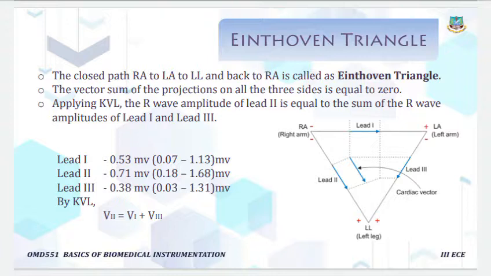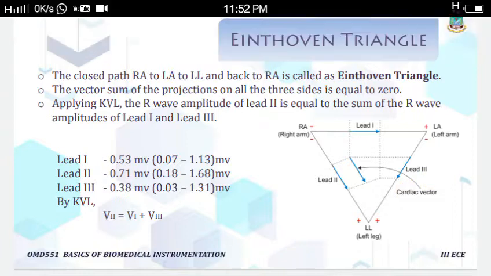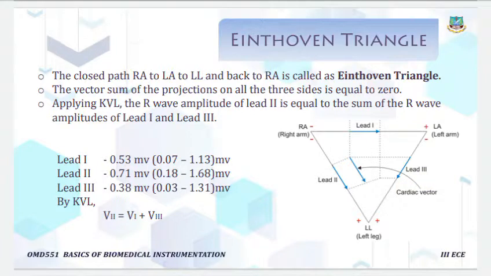Lead 1 is the potential between the right arm and left arm. Lead 2 is the potential between the right arm and left leg. Lead 3 is the potential between the left arm and left leg. Have you all understood this Einthoven's triangle? Hope you all understand.